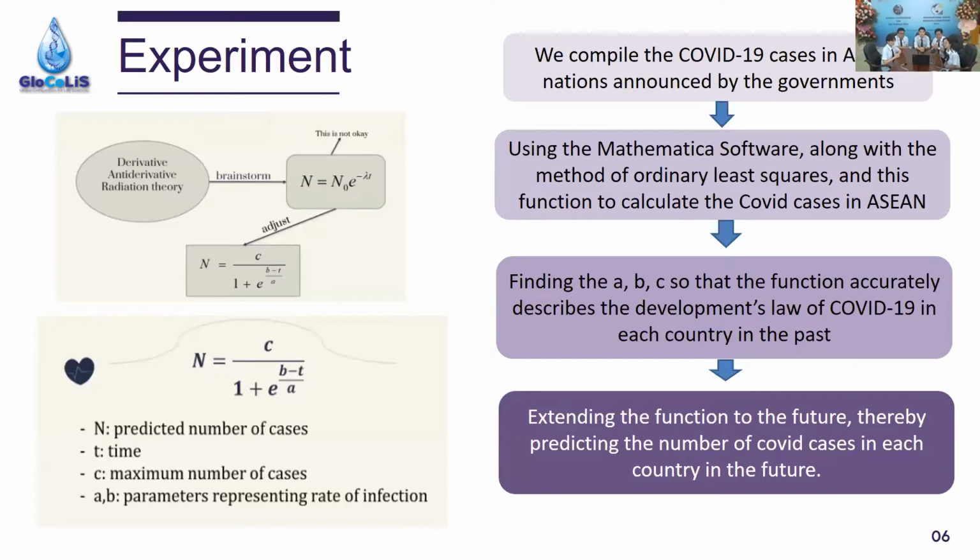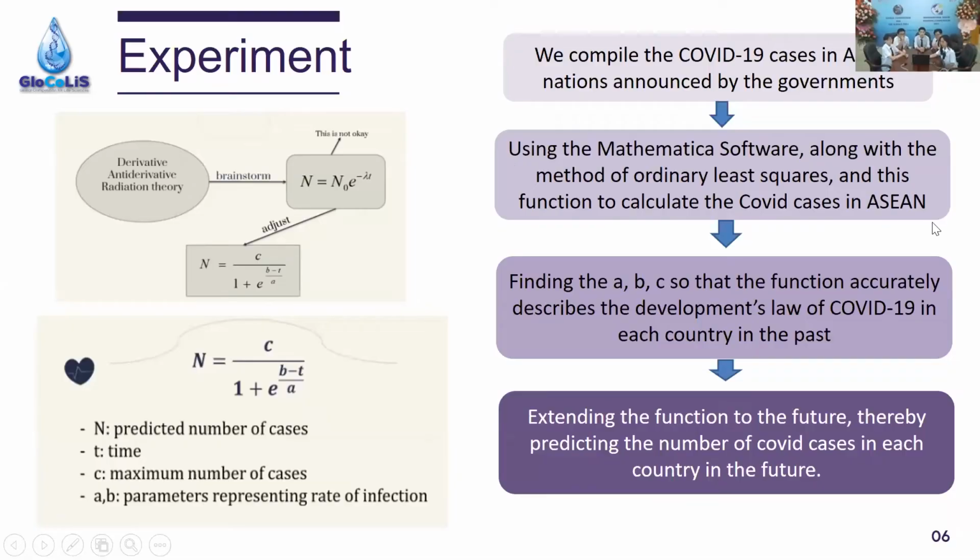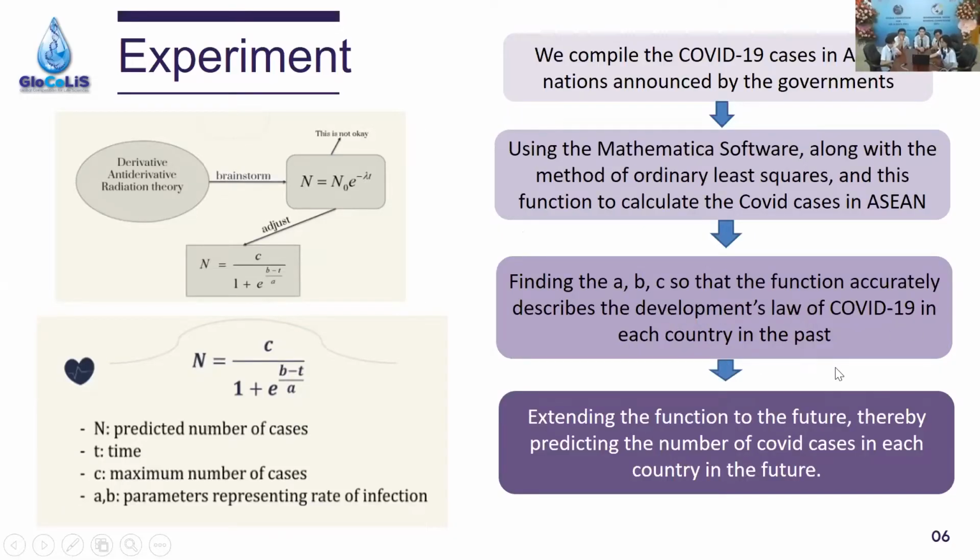First, we compiled the data of COVID cases in Asian countries announced by the government. Then, we used the mathematical software along with the method of ordinary least squares and this function to calculate the COVID cases in ASEAN. Because each country has a different approach and response to COVID, the number of COVID cases in each country is also different. Next, we find the A, B, and C so that the function accurately describes the development law of COVID in each country in the past. Then we extend the function to the future, thereby predicting the number of COVID cases in each country in the future.